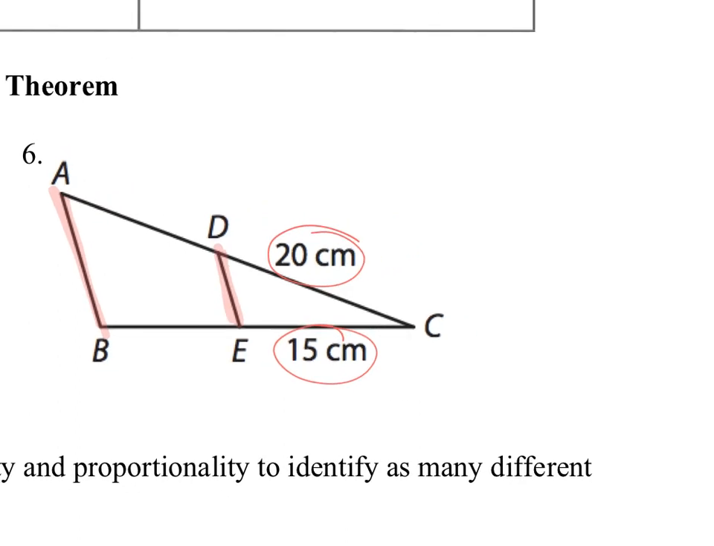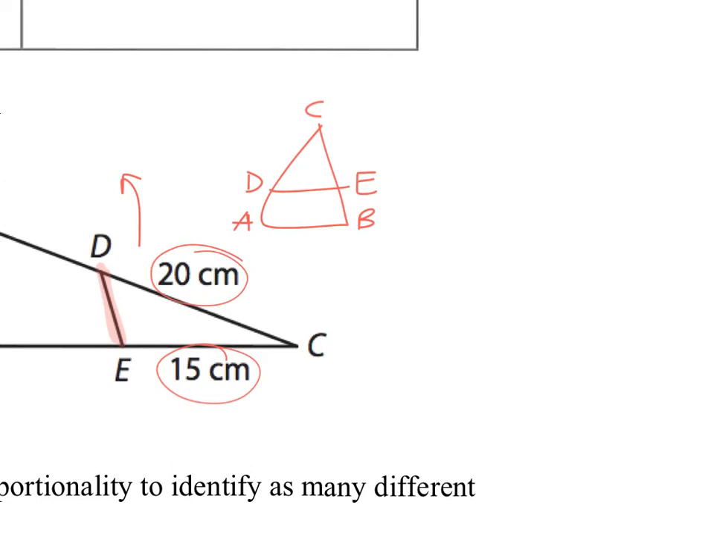So if we redrew a triangle, we'd have C at the top. I'm going to rotate it up this way. It looks like a tree falling over again. So we have C, D, and A, and then on the right, we have E and B. So we'd have CD over DA equals CE over EB.